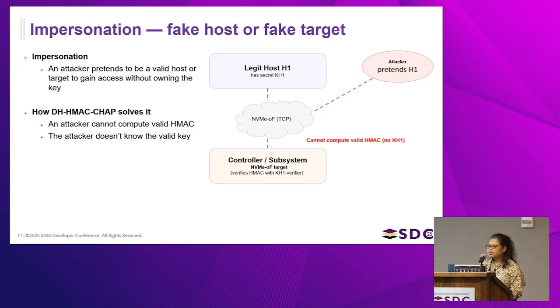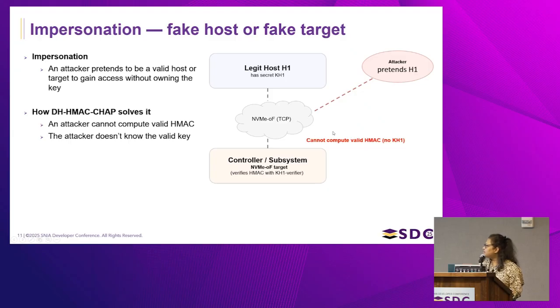The controller issues a challenge. A valid host must compute a correct DH-HMAC-CHAP over the challenge and all the context using the right KH1 key. The controller recomputes the expected HMAC with its KH1 verifier and compares. The attacker doesn't have this KH1, the authentication key for the host. So since it doesn't have the right key, the entire computation to create the valid HMAC fails.